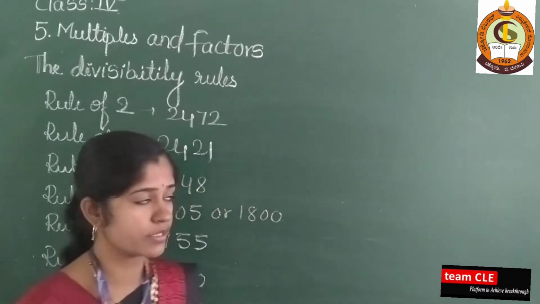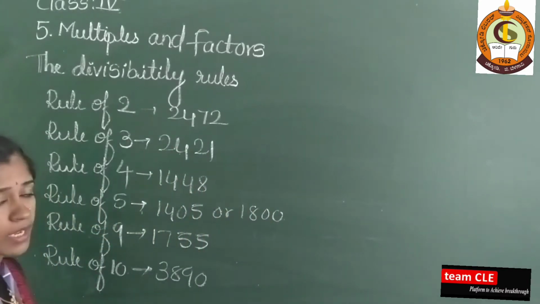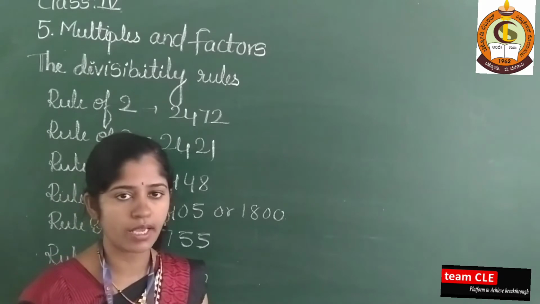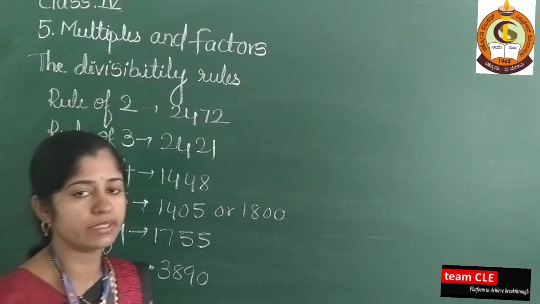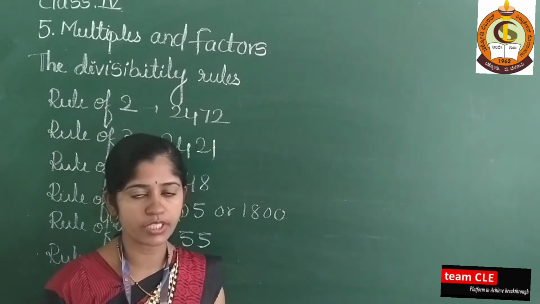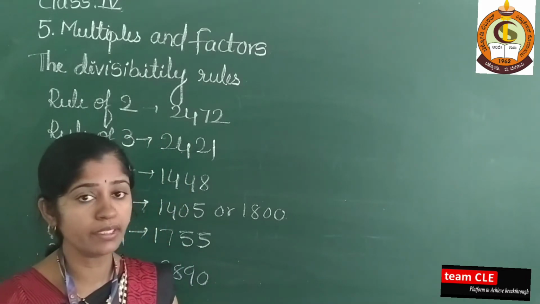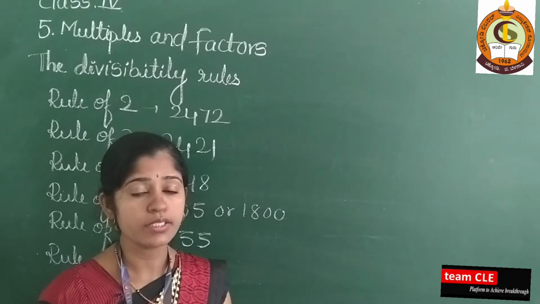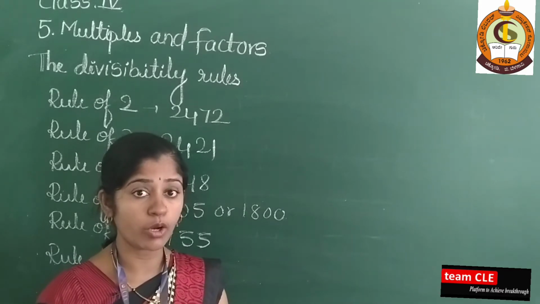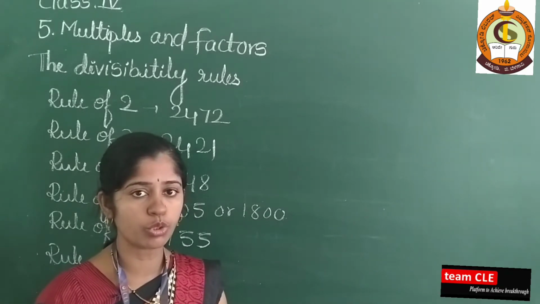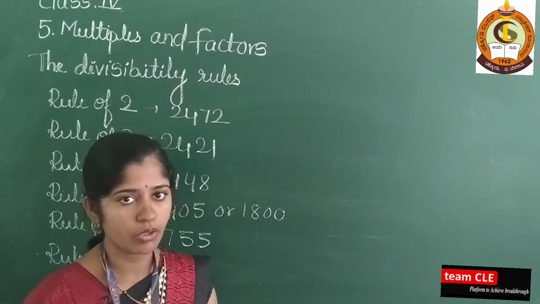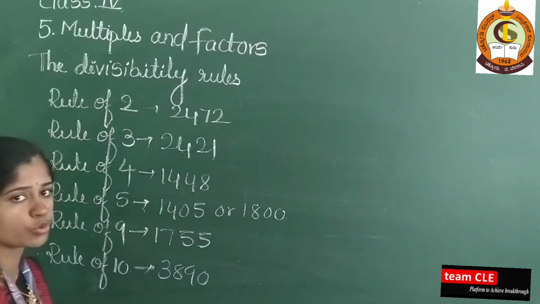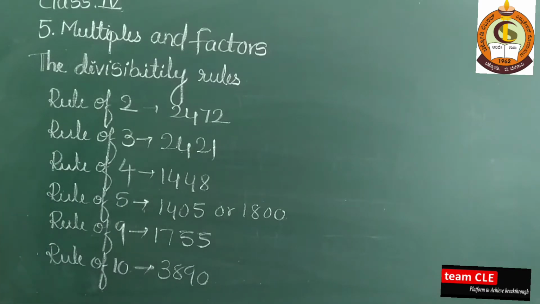Already you know we are discussing your fifth lesson, and that is multiples and factors. In today's class we are going to learn about the divisibility rules. Dear students, you know how to divide the numbers. In this class, by observing the numbers you come to know whether a number is divisible by which number. A rule which helps us to divide the numbers, for that only we are calling them the divisibility rules.